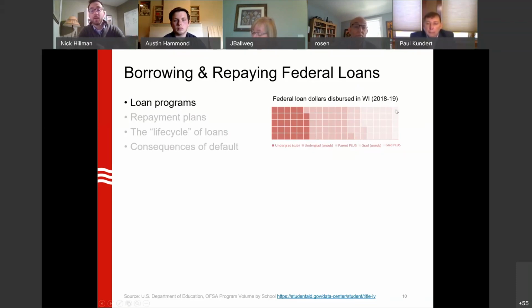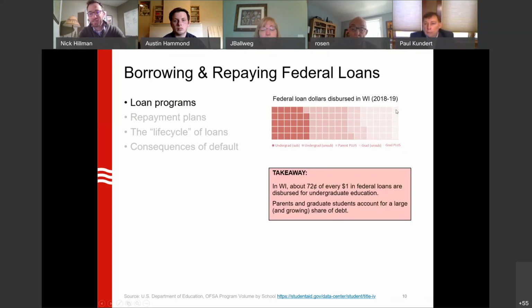The point here, and I'm trying to have these takeaways on some of these slides where I'm throwing a lot of information out there, is that in Wisconsin, 72 cents on the dollar are dispersed to undergraduates in terms of student loans. Parents and graduate students account for a large and growing share of debt in Wisconsin, and these map similar to national trends. So just in our minds, I don't know if you're thinking about an undergraduate, it's good to do that, but also think about graduate students and undergraduate parents.